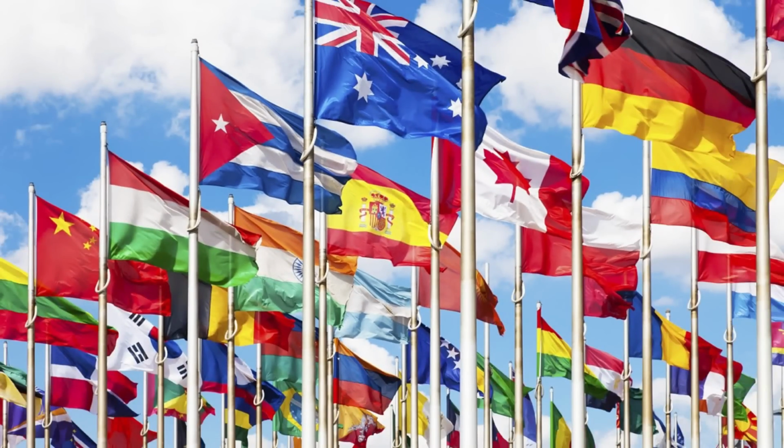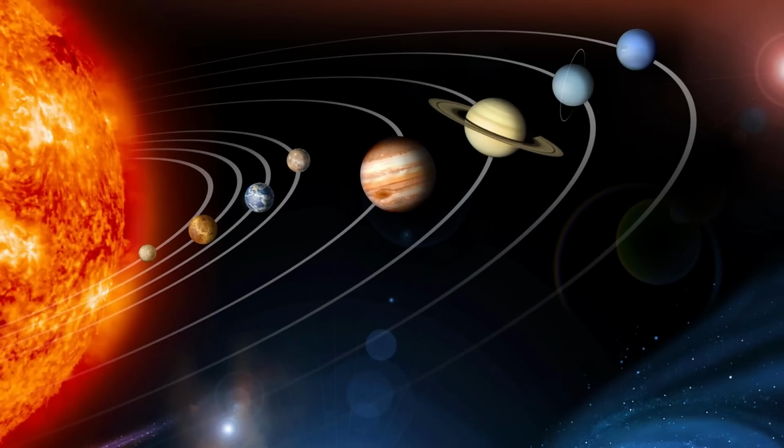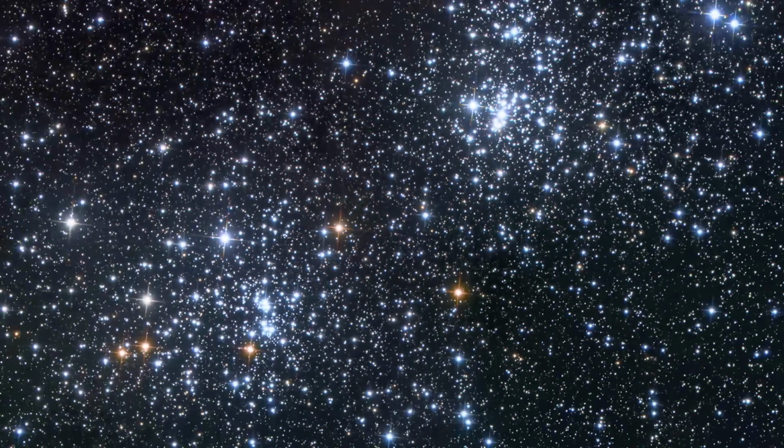A network of nations eventually forms what we interpret as the world. From there, a network of worlds or planets forms solar systems. A network of solar systems forms galaxies. A network of galaxies forms the universe. A network of universes forms... well, that's a concept that I can't quite wrap my head around. But you get my point. You can just keep zooming out.